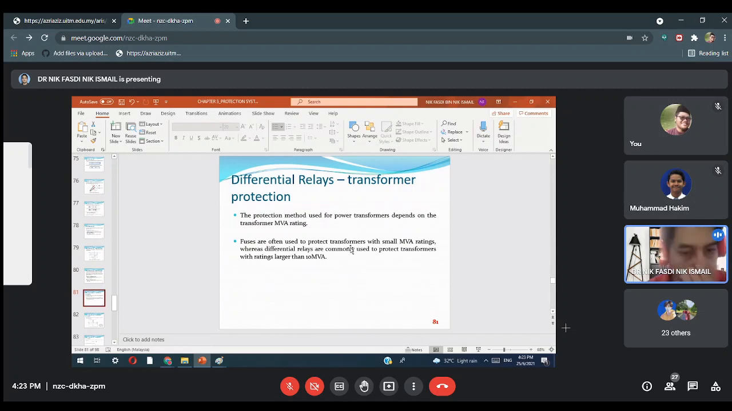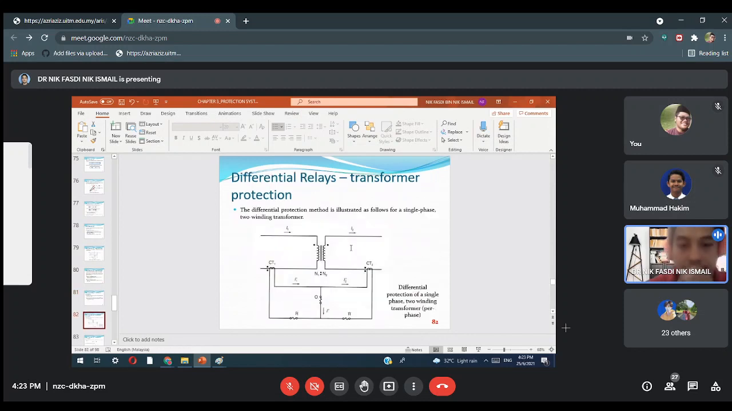So it is not practical for a small size of transformer, but for the largest size of transformer, larger than 10 MVA. Okay, so this is the circuit configuration to protect the transformer. Differential protection, single phase, two winding transformer. This is single phase; three phase is actually more complicated. Single phase, straightforward. This is primary and this is secondary.